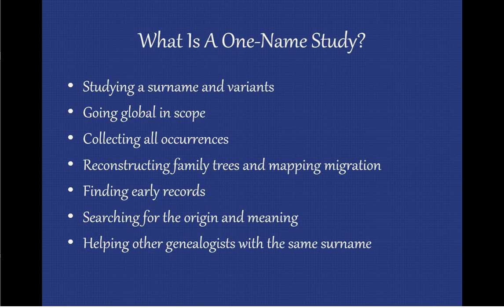Many one-namers construct family trees, and they might engage in mapping the migration of the surname. Oftentimes, a one-name study starts out in a local area, expands to a state or province, and then on to a region or country. At some point, most one-namers go global in scope.